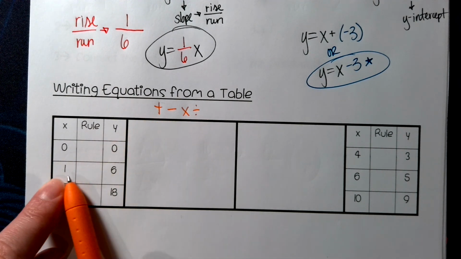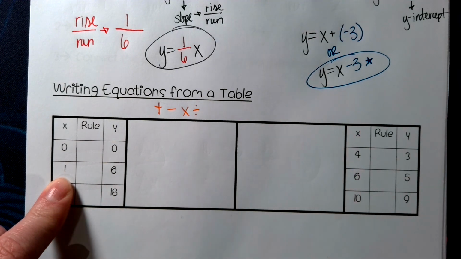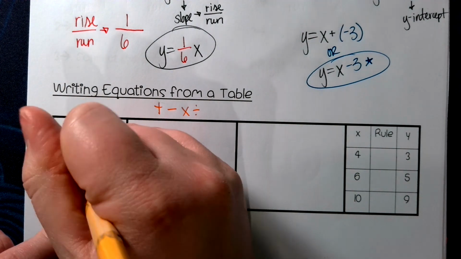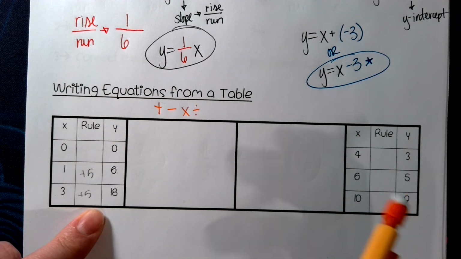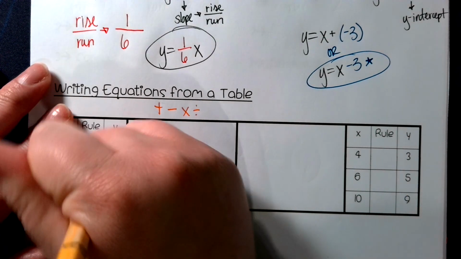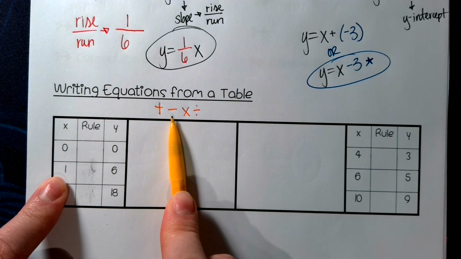So let's start with adding. 1 plus 5, that gives me 6. But does 3 plus 5 give me 18? No, so that's not my rule. I'm not adding. To go from 1 to 6, I'm not subtracting.